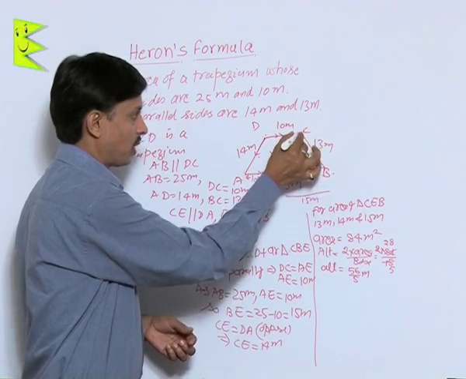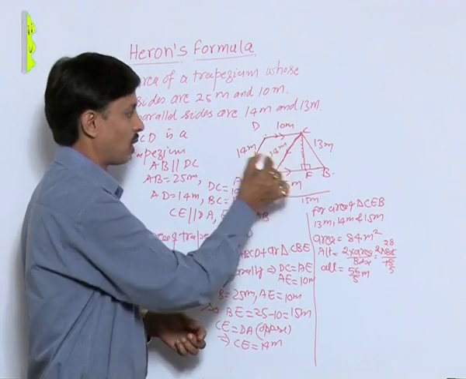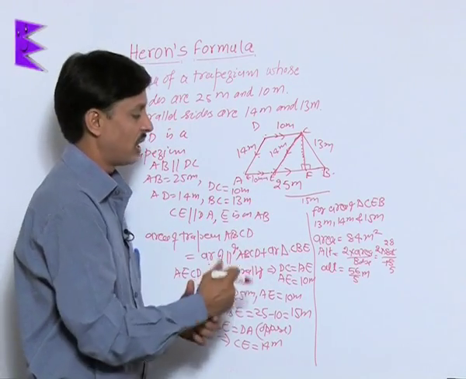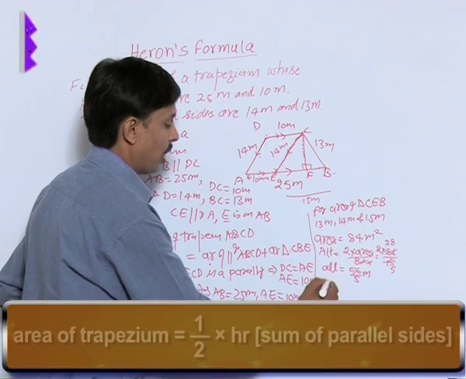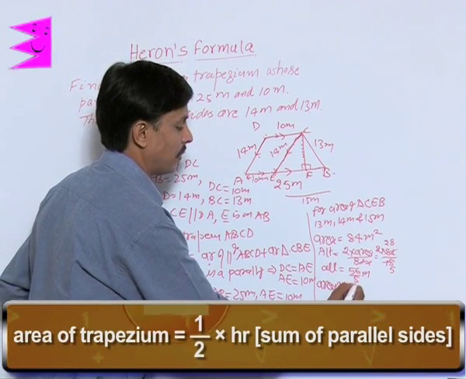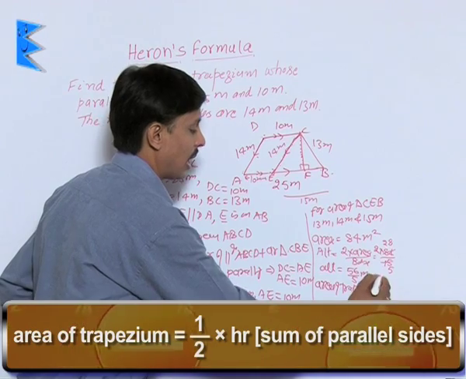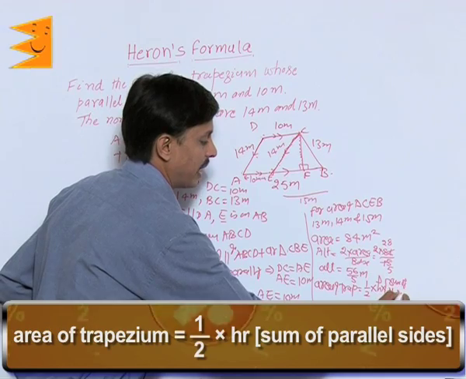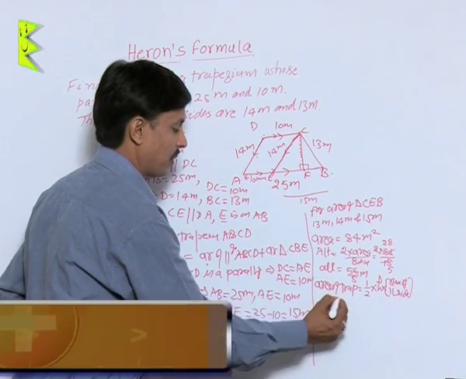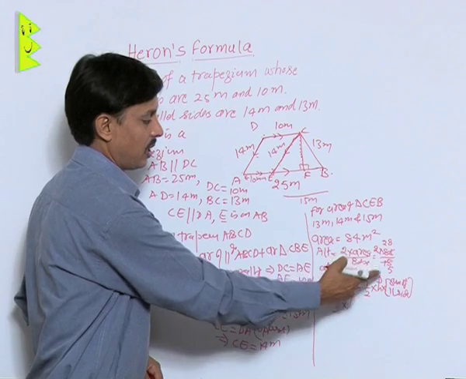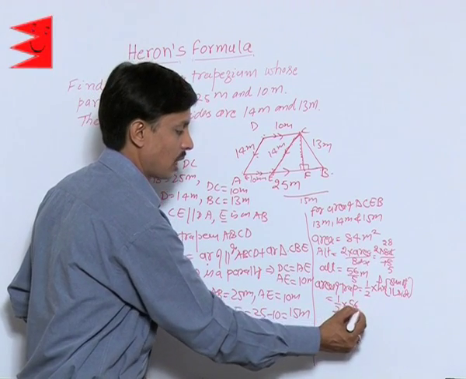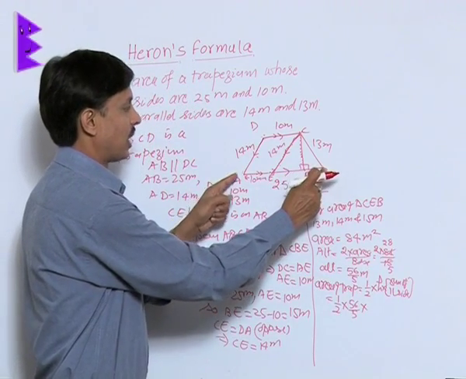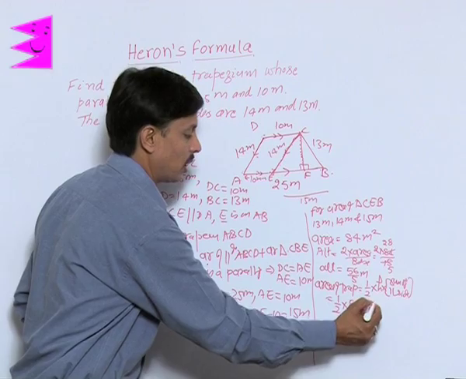This height is for the triangle as well as for the parallelogram. Or you can apply the direct formula for calculating the area of trapezium. Area of trapezium is half of height into sum of parallel sides. So this becomes half into height. Height is 56 upon 5 into the sum of parallel sides. Parallel sides are 25 and 10, that is 35.